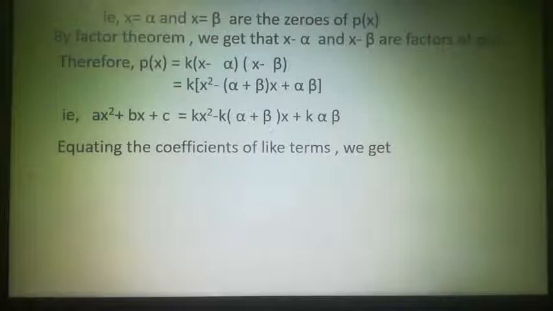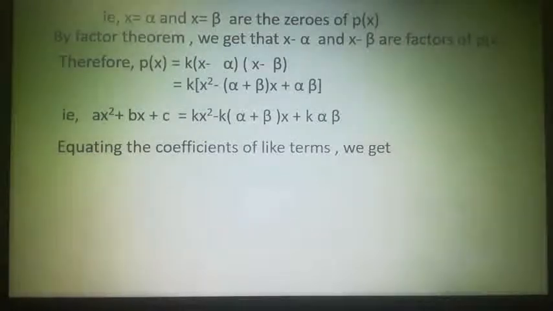Now these two polynomials are equal. When two polynomials are equal, the coefficients of the corresponding terms, the like terms, should be equal. So on the left side, the coefficient of x square is a, and on the right side the like term is kx square and its coefficient is k. So these two terms should be equal, then only these two polynomials will be equal.